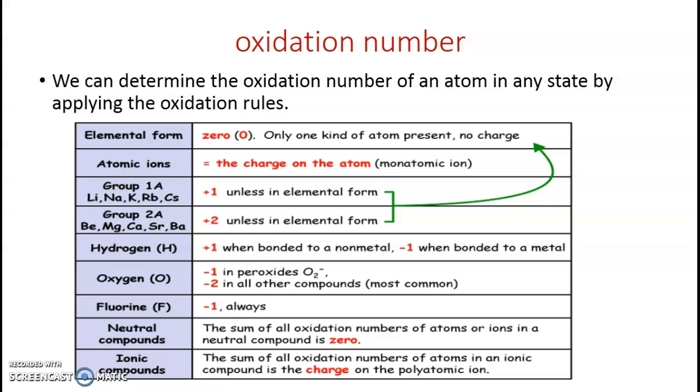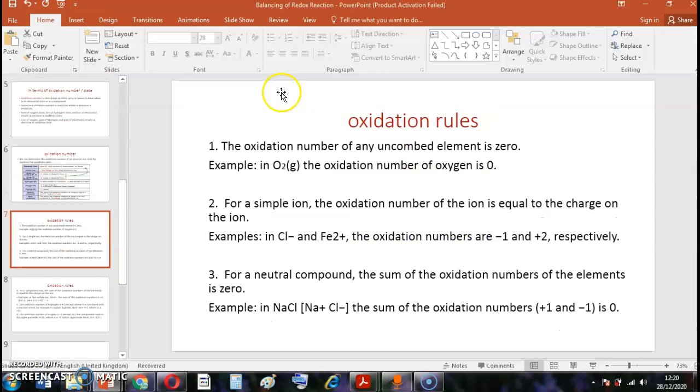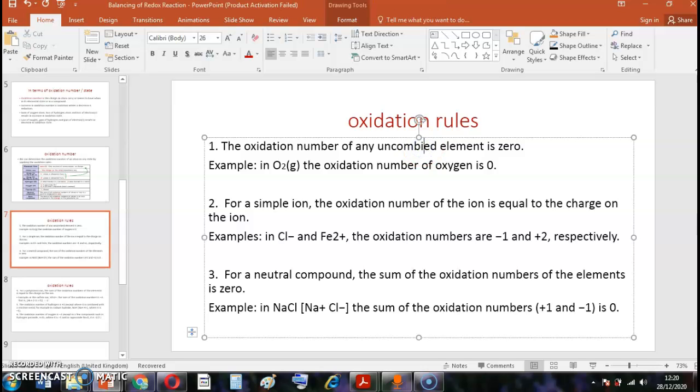But to specifically and accurately determine whether your oxidation number has increased or decreased, you need to apply what we call the oxidation rules. And these are the oxidation rules. This is a summary of it here, but let's take it one after the other. The oxidation number for any atom in the uncombined state is 0.